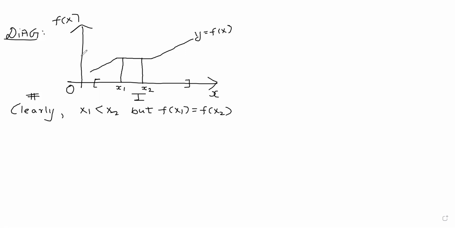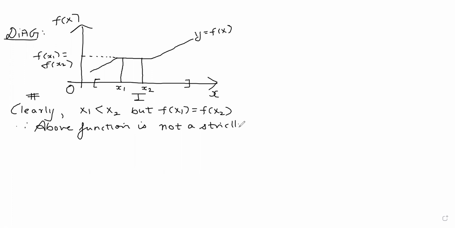If you look at f of x1 and f of x2, they are exactly the same. That means this function is not a strictly increasing function. Therefore, the above function is not a strictly increasing function. It is just an increasing function, but not strictly increasing.